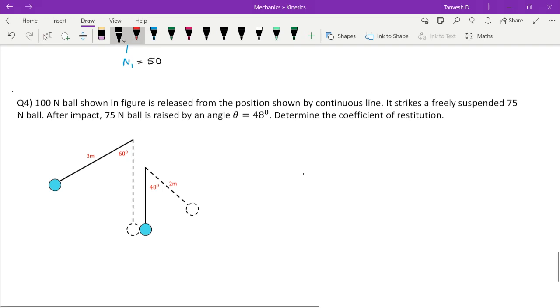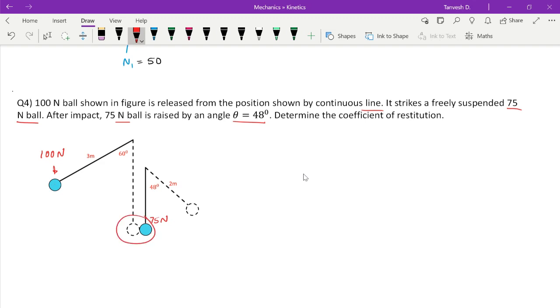What is given is a 100 Newton ball, as shown in figure, is released from the position shown by a continuous line. It strikes a freely suspended 75 Newton ball. After impact, the 75 Newton ball is raised by an angle of theta equals 48 degrees. Determine the coefficient of restitution. So the weight of this blue ball is 100 newtons, and the weight of this ball is 75 newtons. It is being released from this position shown here. When it strikes the 75 newton ball, that ball rises to an angle of 48 degrees. So we need to find the coefficient of restitution.